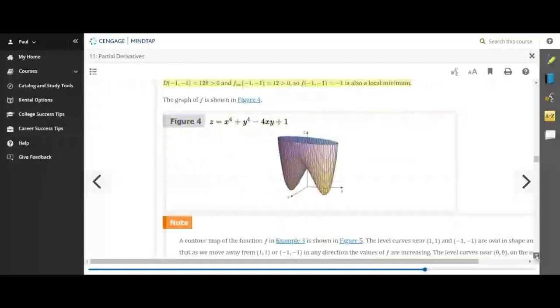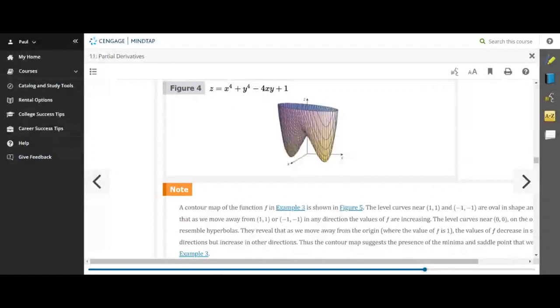So if we go back to the problem itself, here is a picture of this function. And you can see it has three critical values because there are two minima and, well, I want to be a little bit careful here.